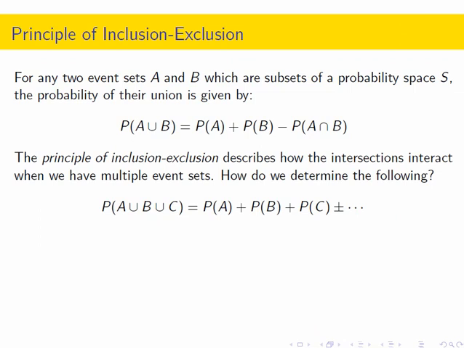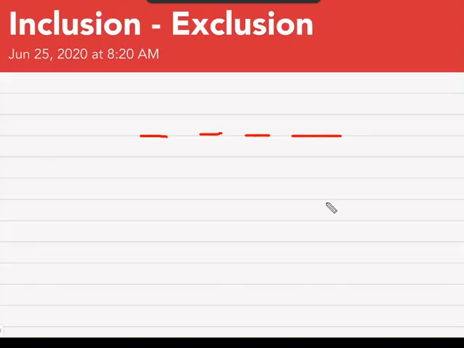So the final thing we want to look at is the principle of inclusion-exclusion. We have this formula for, in general, when we have sets A and B, the probability of A union B is the probability of event set A plus the probability of event set B minus the intersection. And let's switch over to the iPad to see why.